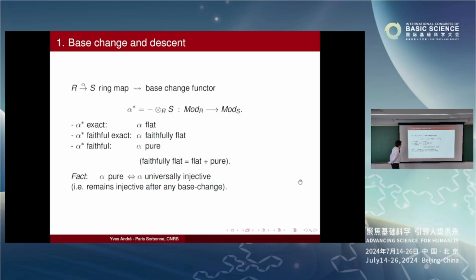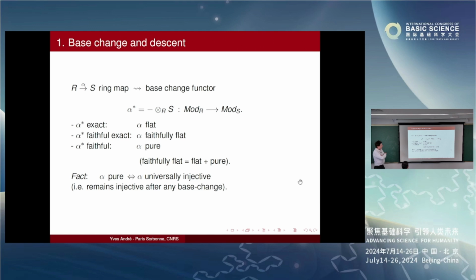But I will start with some very elementary comments about base change. If you have a ring map alpha, R to S, it induces a base change functor, alpha star, between R-modules and S-modules. This functor is exact, respectively faithful, if and only if, by definition, alpha is flat, or faithfully flat, or pure. But pure is a poor relative. Almost nobody used this, although it was introduced by Bourbaki at the same time as flatness or faithful flatness. So you see that faithfully flat is, by definition, flat plus pure.